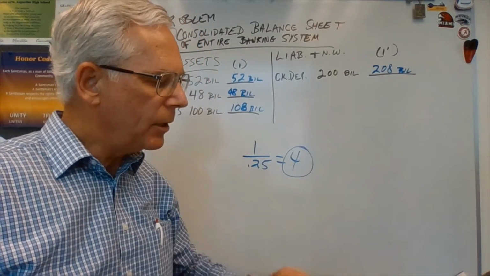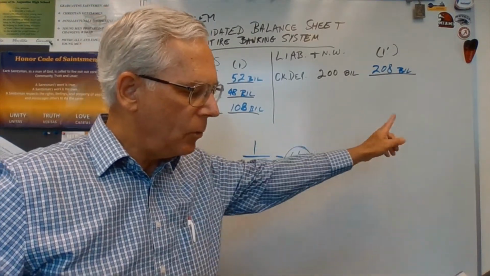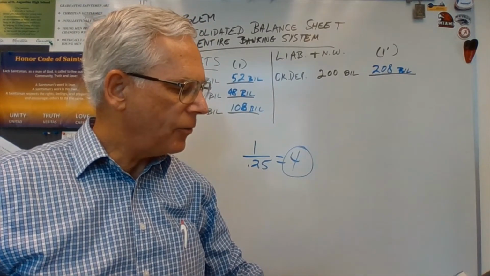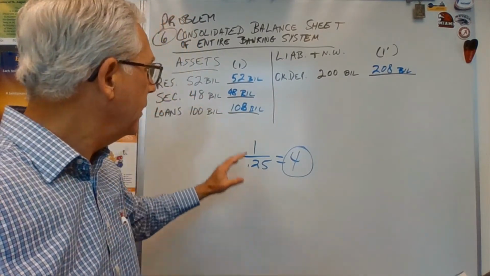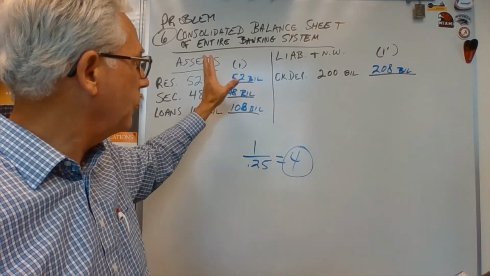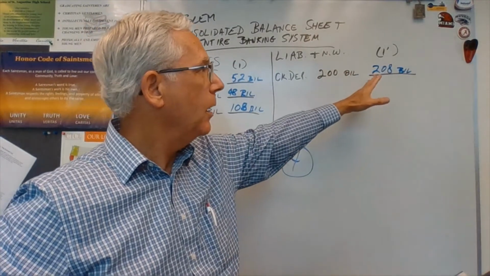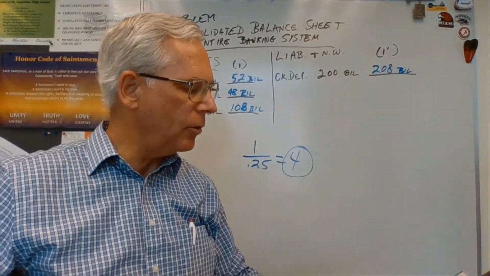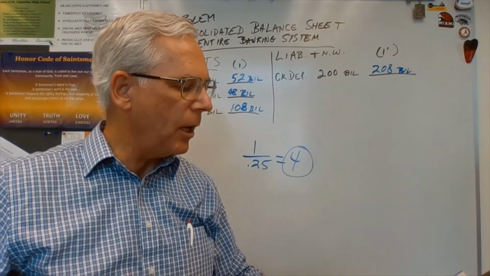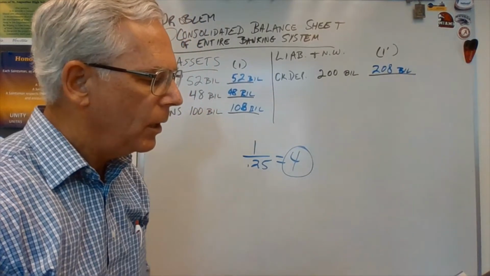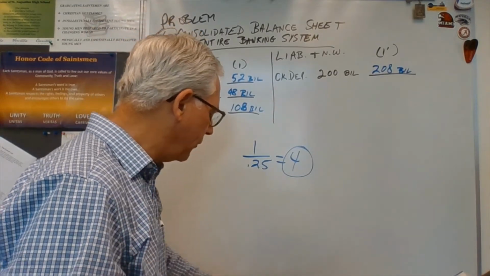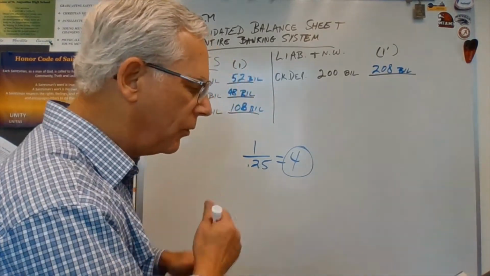8 billion, show in column 1 and 1 prime how the balance sheet would look after the money has been lent. We now have 108 billion in loans, 52 billion in reserves, which stay in the vault, and $208 billion in checkable deposits. What is the size of the money multiplier? It was 4. B, answer the questions assuming a 20% reserve ratio.